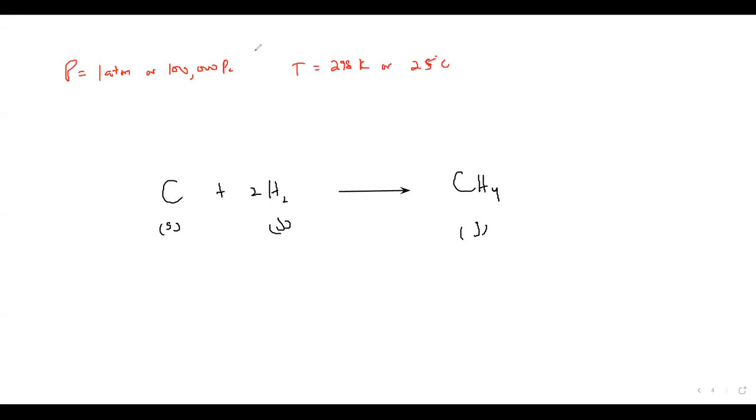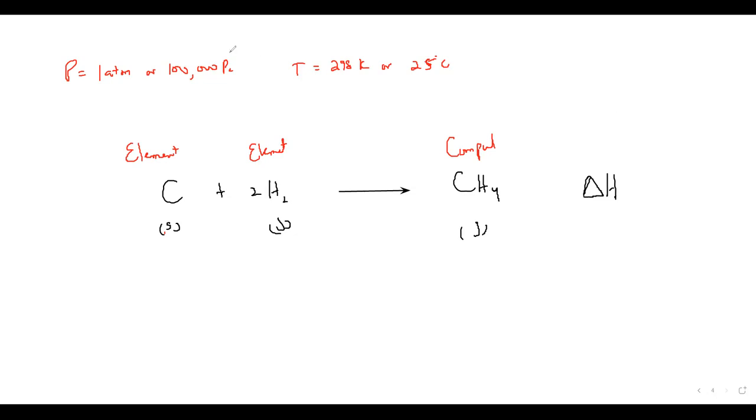So you can see, what is carbon? Carbon is an element. What is hydrogen? That is also an element. It forms methane. What is methane? It is a compound. So when elements form 1 mole of a compound, how do we represent that energy change? Energy change is denoted by ΔH, which is also called enthalpy change.